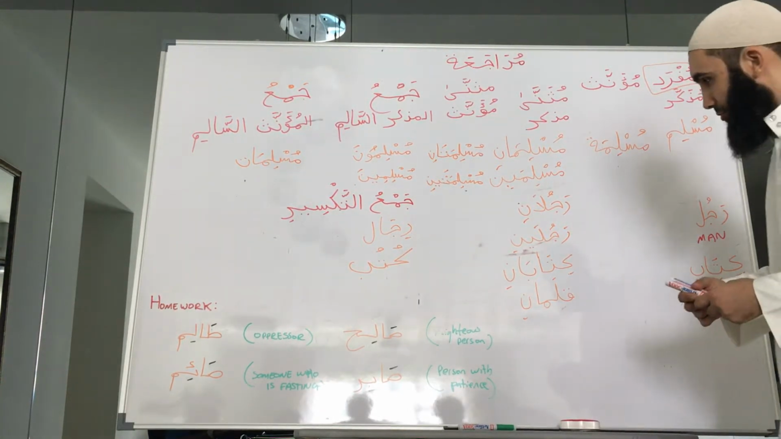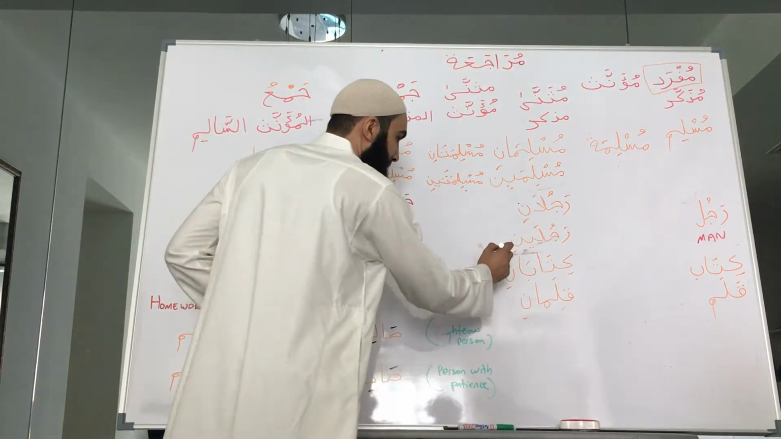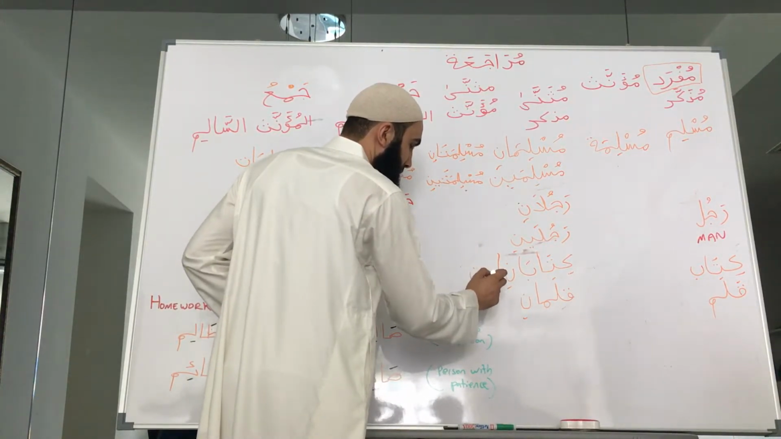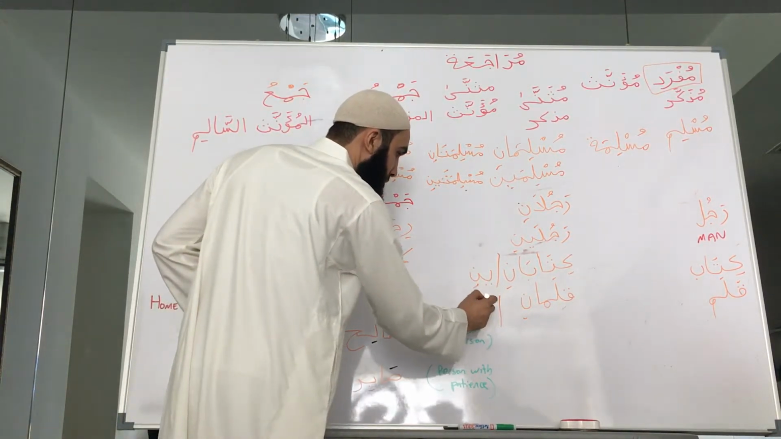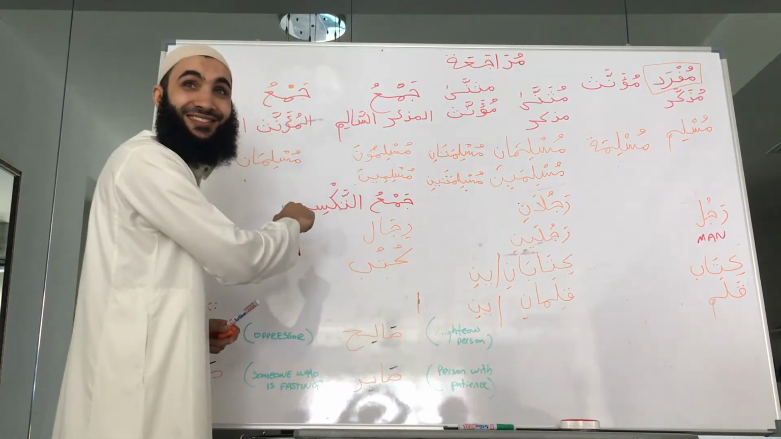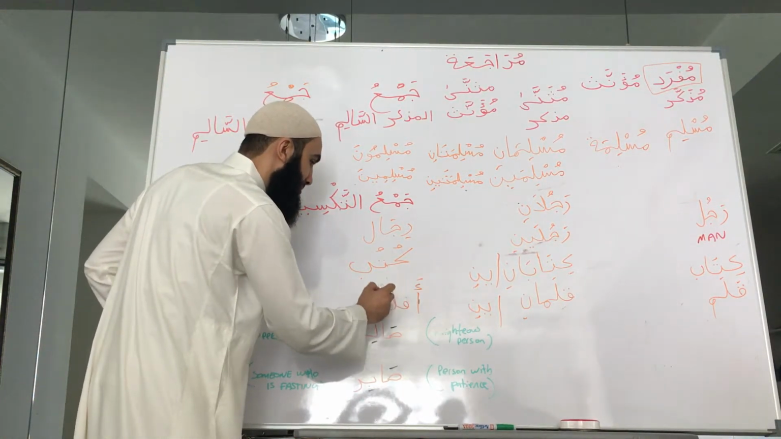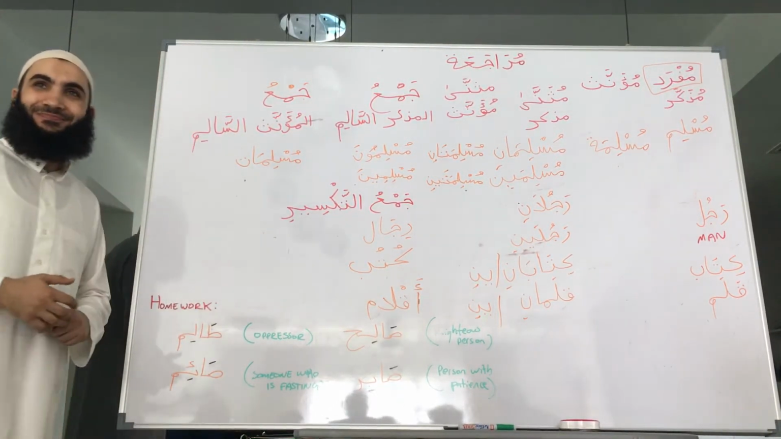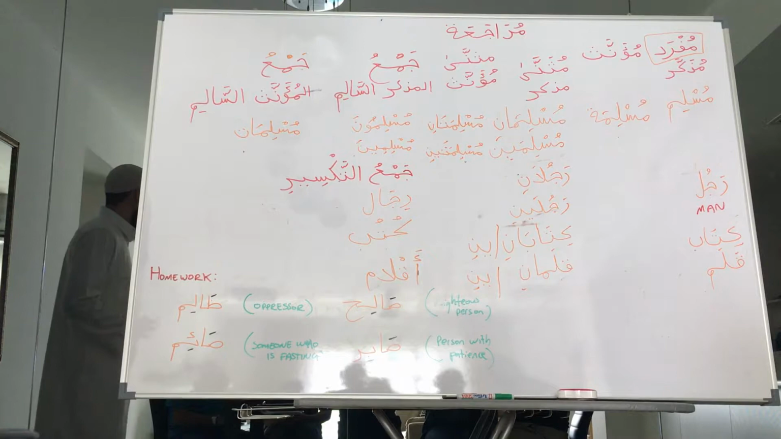You can also say kitabaini. Kitabani or kitabaini. Qalamani or qalamaini. Then the jama' taksir, the broken plural, is aqlam. Alright? This is enough for today for the jama' taksir.